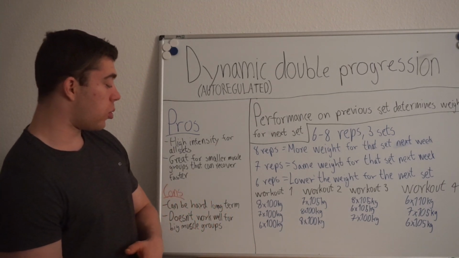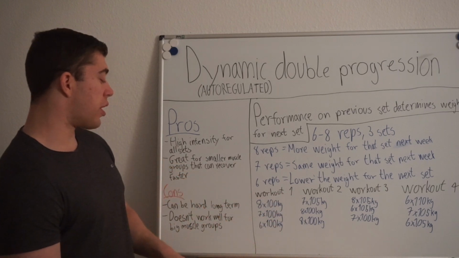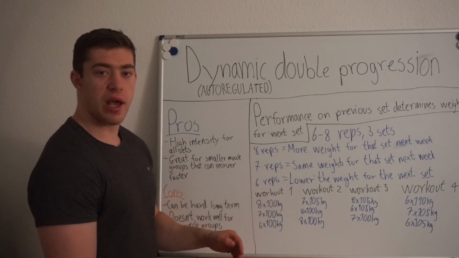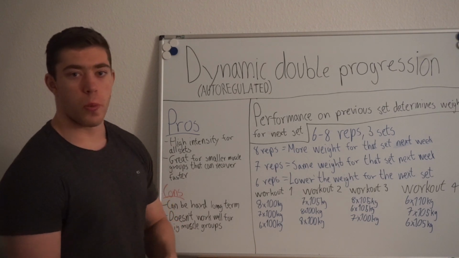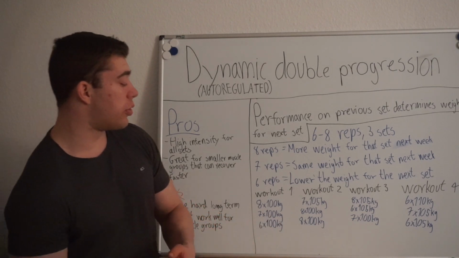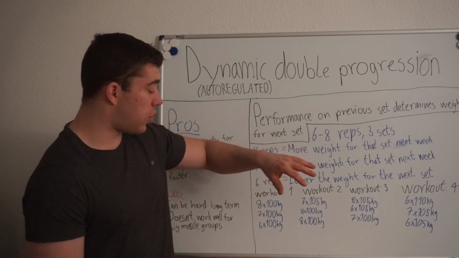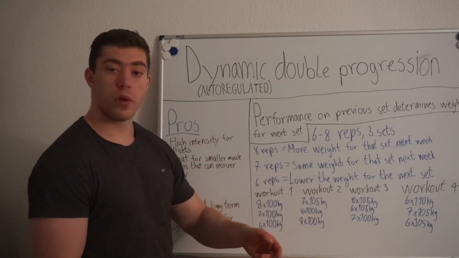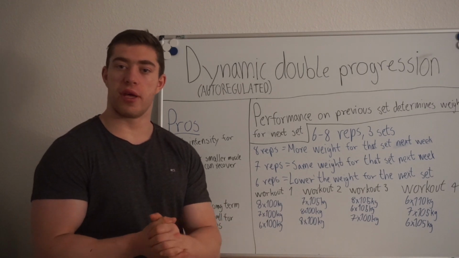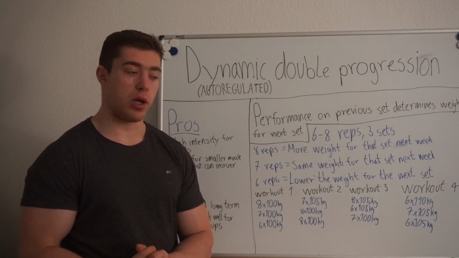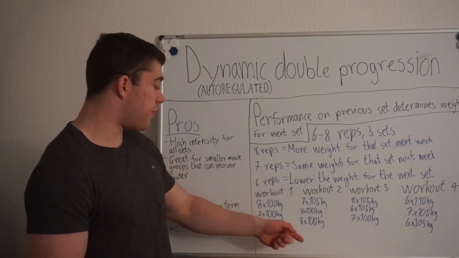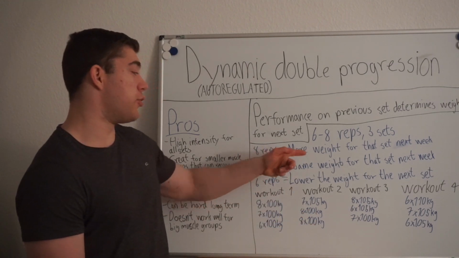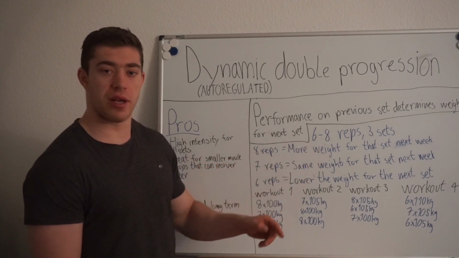Obviously it means that if you get 6 reps in the first or the second set. So let's say in workout 1, you get 8 reps with 100 kg, 7 reps with 100 kg, and 6 reps with 100 kg. That means that for workout 2, you're increasing the weight in the first set. So now that set is up at 105 kg. But the weight is kept the same for the next 2 sets because you didn't get the 8 reps.